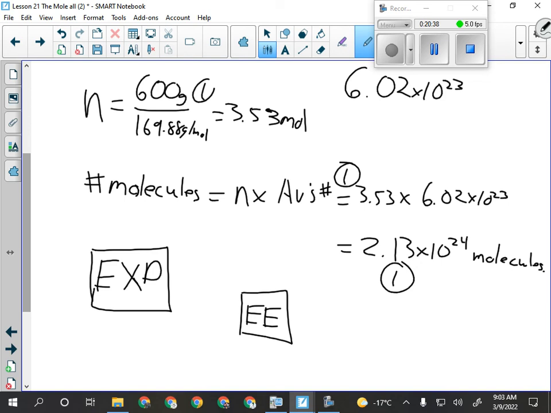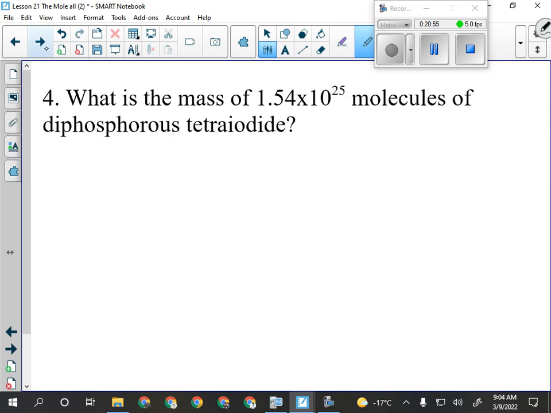Okay, there's only one more way I can ask a mole equation question, and it's the opposite of this one. I give you the number of molecules and ask you to calculate the mass. So we're going to do everything backwards. Like literally, the whole thing would be backwards. All right, write that one down, and then we'll walk through how to do it.